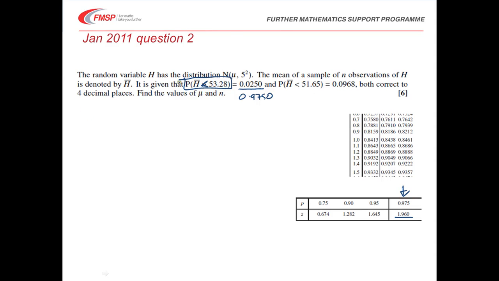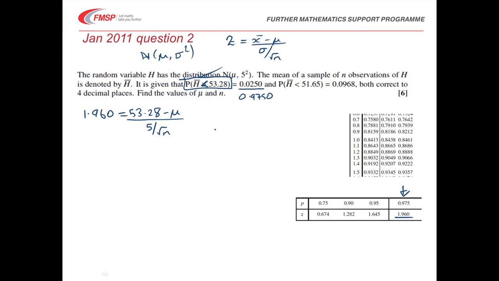So remind you of the formula, z is equal to x bar in this case minus mu over sigma over root n, if we're dealing with h being normally distributed like this. So standardizing this now gives me 1.960 is equal to 53.28 minus my mean over my sigma divided by root n. So that's the first bit dealt with, which is quite nice.